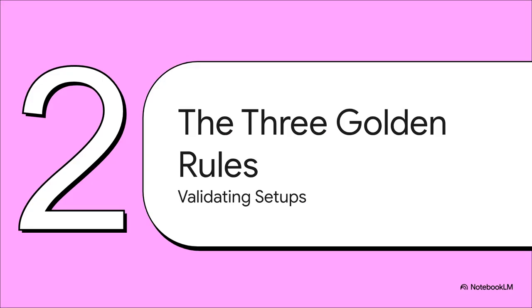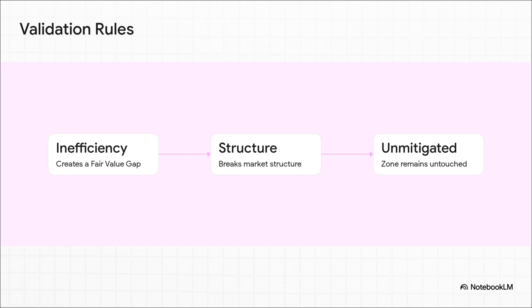Moving right along to Section 2, the 3 golden rules. Listen closely, because for an order block to be considered valid, it absolutely must meet all 3 of these strict criteria. First up, it has to create an inefficiency, what we commonly call a fair value gap. Second, that move needs to result in a break of structure or a market structure shift. And third, the zone has to remain unmitigated, meaning price hasn't already come back down to test it. If even one of these is missing, you don't have a valid order block.